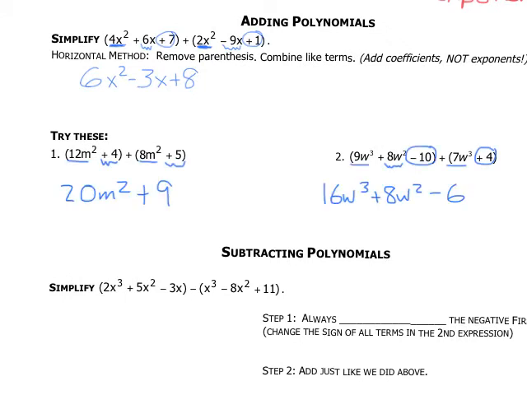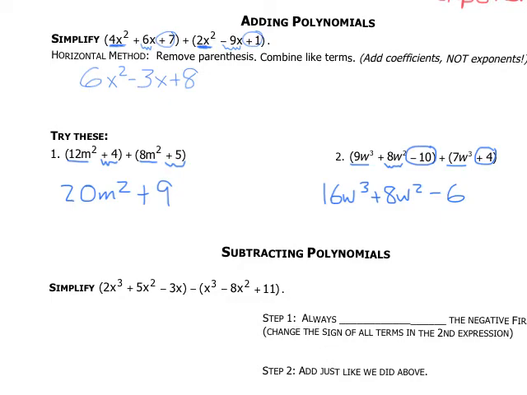Okay, so you can see the answer on number 1, pretty straightforward. 12m squared and 8m squared makes 20m squared. And then you also have your plus 4 and plus 5, which makes my plus 9 back here. Number 2, 9w to the third and 7w to the third makes 16w to the third. Make sure you're not changing that exponent. 8w squared doesn't have anything to combine with, so it just comes down. And then negative 10 and plus 4 makes negative 6.